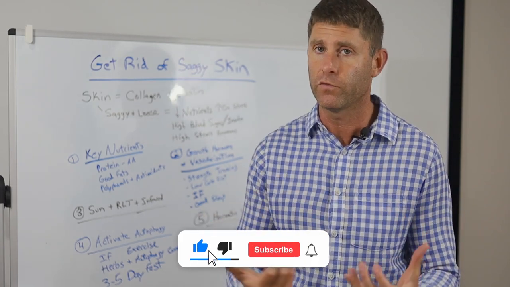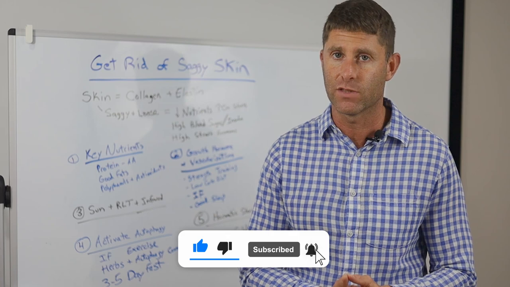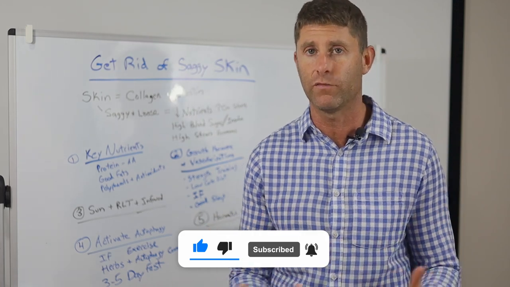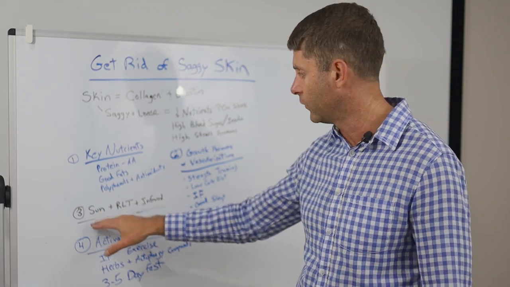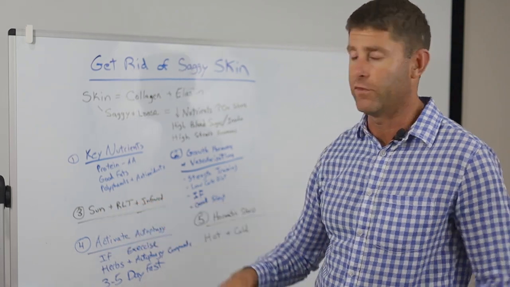And again, when we have loose, saggy skin, we know the skin cells are damaged. The mitochondria within them are really weak and dysfunctional. And so we want to get rid of those bad ones and activate more good ones. And so getting sun, red light therapy, and infrared is helpful.